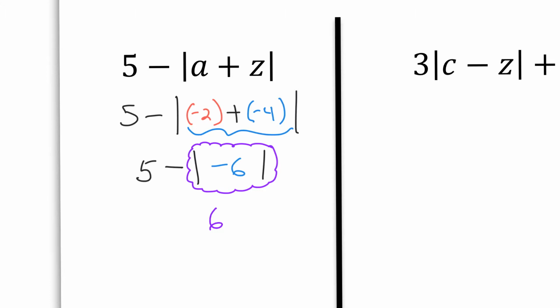I'm going to bring down the minus and the 5. So notice there's the minus and the 5. Now we can actually finish the problem. 5 minus 6 is -1.